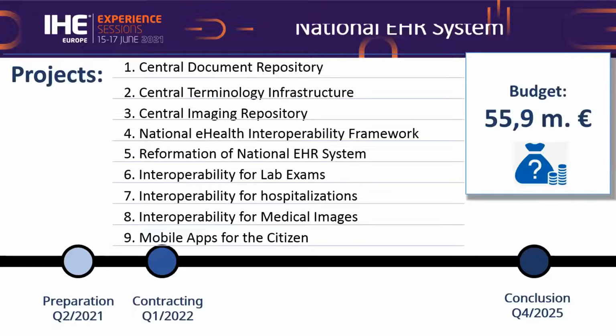One main area of work is, of course, the national EHR system, and some sub-projects that will fall under this basic category of action are the creation or reformation of a central document repository, a central terminology infrastructure, a central imaging repository, of course the National eHealth Interoperability Framework and its expansion through the deployment of new use cases, which are necessary, and the reformation of the national EHR system and its expansion in order to exchange data from every point of care: interoperability for lab exams, for hospitalizations, for medical images, and even mobile apps for the citizens. You can also see the budget and the timeline for this effort.